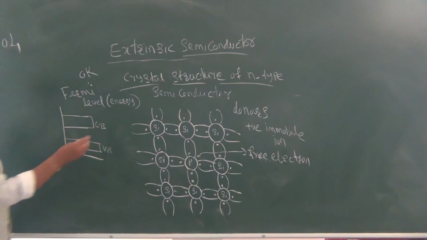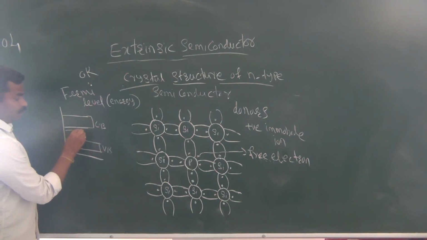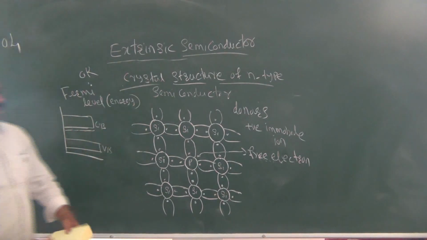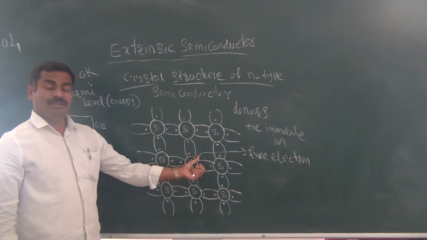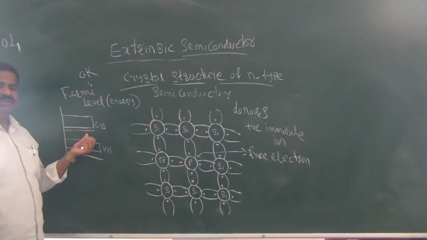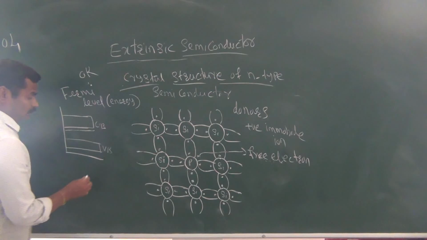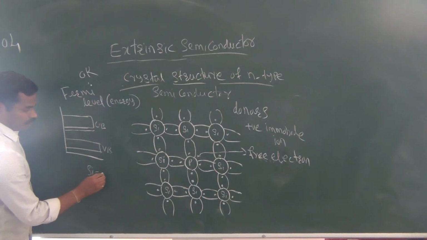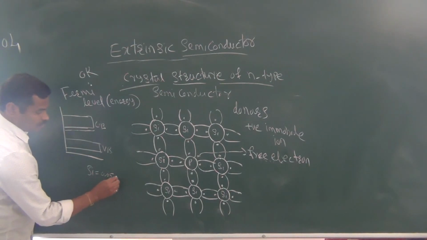In the n-type semiconductor, the Fermi level is very near to the conduction band, because here we are donating an electron. This electron is very near to the conduction band. It can easily move towards the conduction band because that energy is very small. In silicon, that energy is 0.05 electron volts.